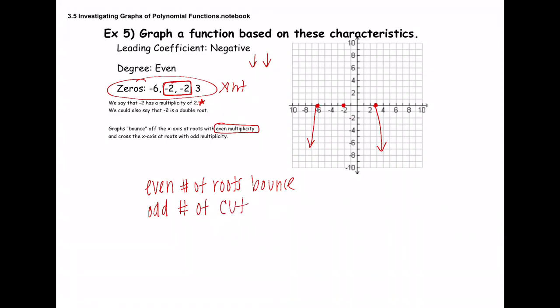So -6 and 3 are going to cut through the axis because that root only happens an odd number of times. So we know when it gets to -2, it bounces, and because these are starting up, our graph has to do something like this. So when we connect our pieces together, we can say that this would kind of look like an M.